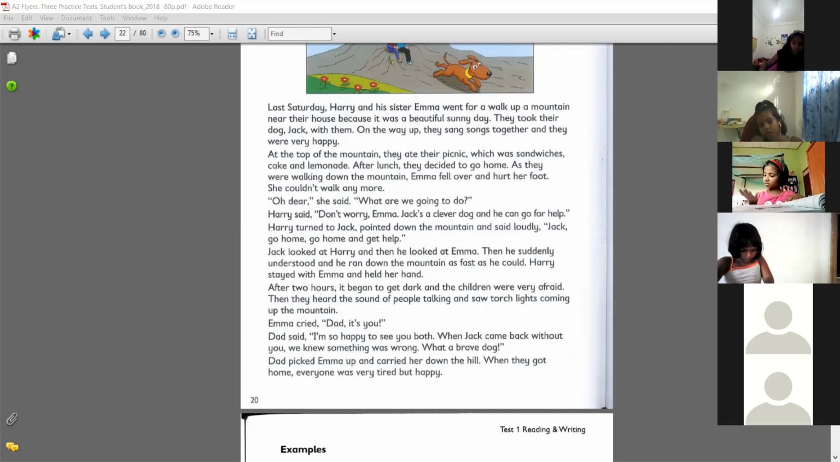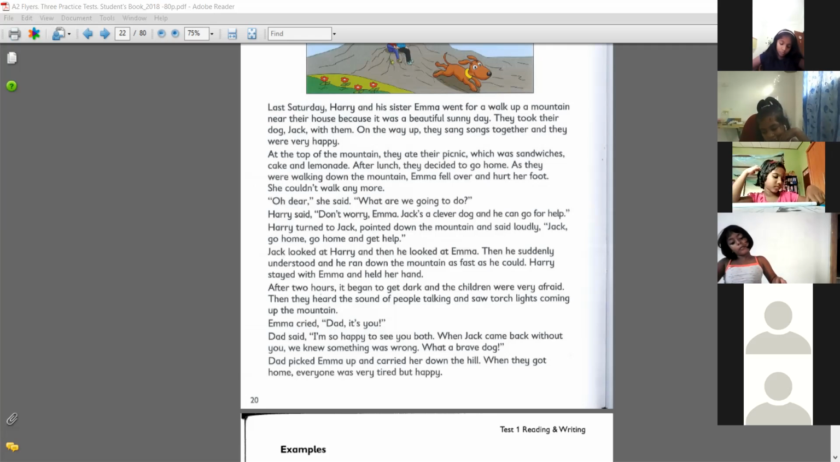Then they heard the sound of people talking, a torch light coming up the mountain. Emma cried, "Dad, it's you." Dad said, "I'm so happy to see you both. When Jack came back without you, we knew something was wrong. What a brave dog." Dad picked Emma up and carried her down the hill. When they got home, everyone was very tired but happy.